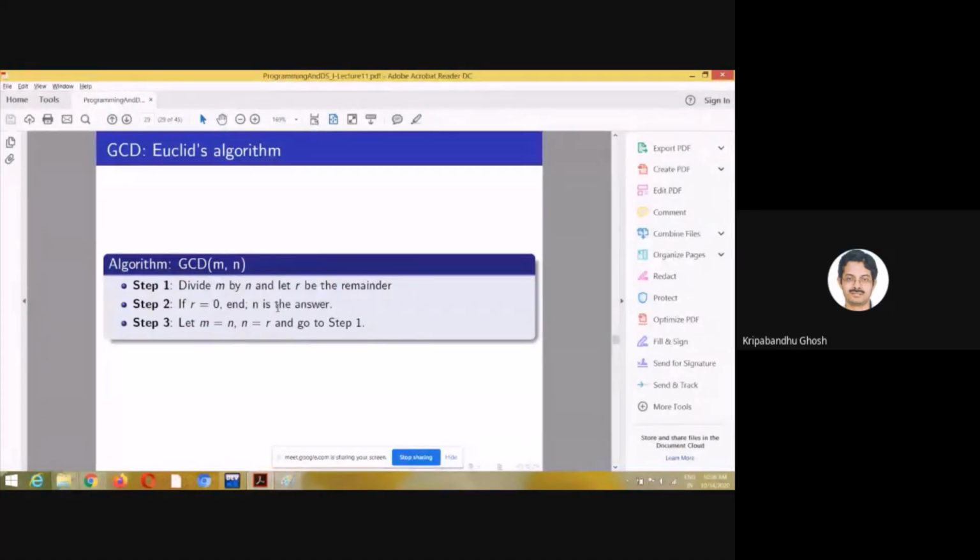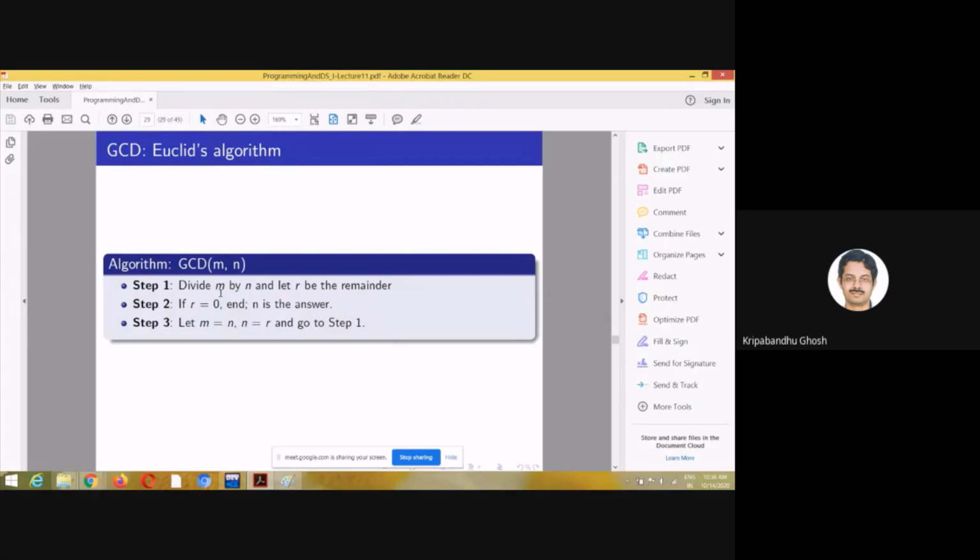So what is the algorithm? The actual algorithm was written in a much more complicated fashion. This was written in Donald Knuth's book, The Art of Computer Programming. So I've used that definition only. This definition is used widely.